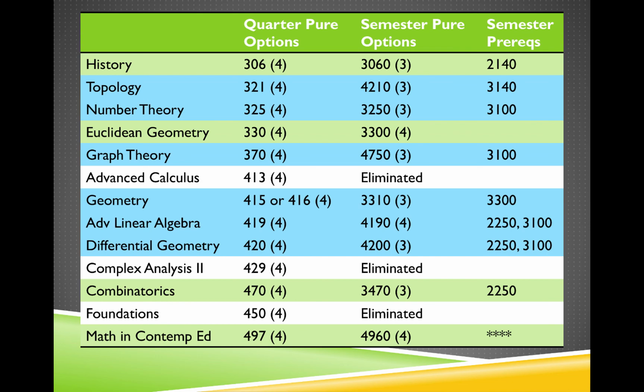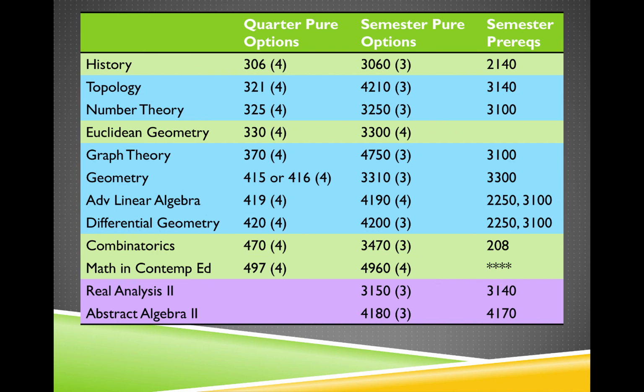Okay, and then for the last class, the 497 or the 4960, I've just put some stars because the prerequisite for those courses is sort of complicated, and you should just go look in the catalog and see what it is. Now, some of you might be kind of bummed out about these other courses being eliminated, but don't worry.